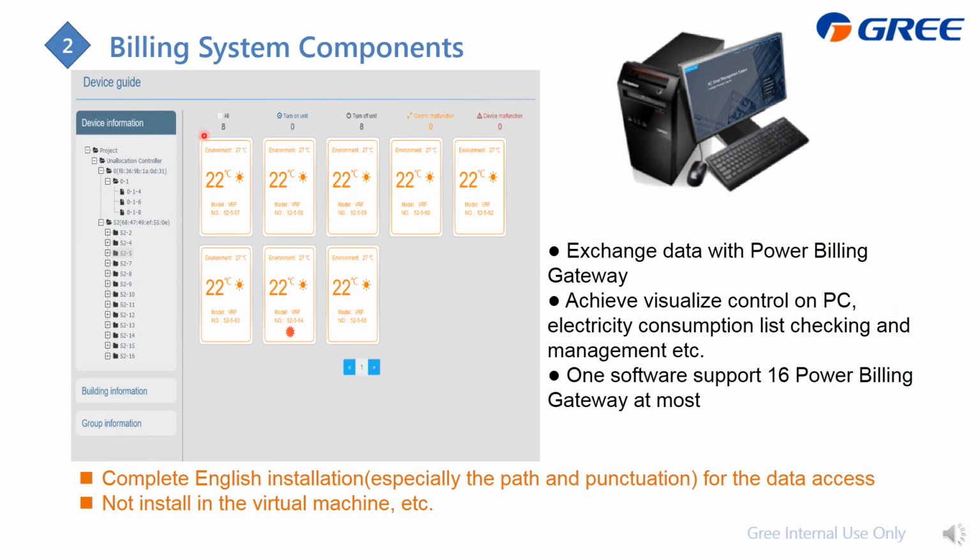The first of the billing system components is this computer. The purpose of this one is just to exchange data with the Power Billing Gateway, and it can also achieve visualized control on the PC, which means you can use this PC to control the GMV indoor unit. And you can also check the electricity consumption list, either in detail or in summary. One copy of this software can support up to 16 Power Billing Gateways.